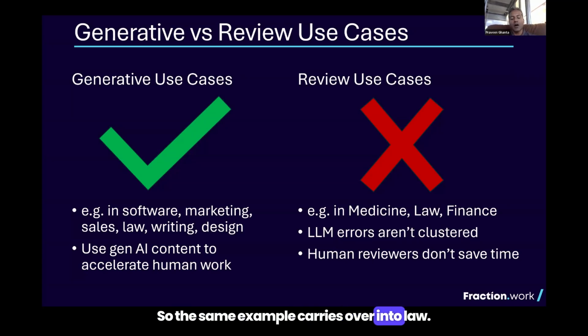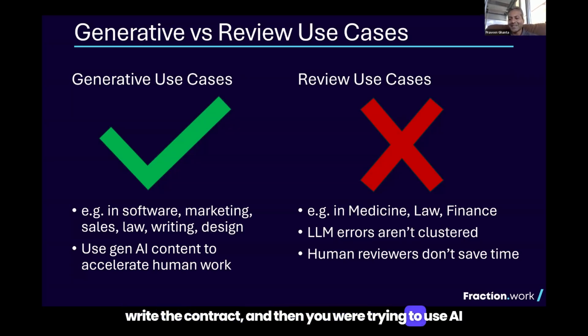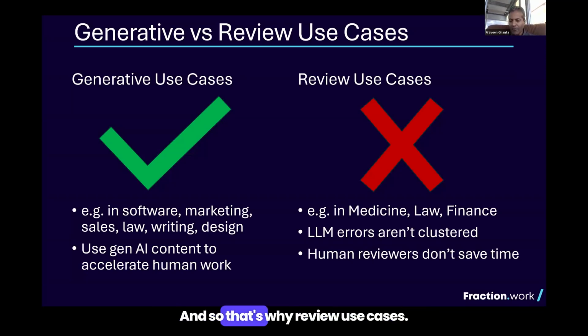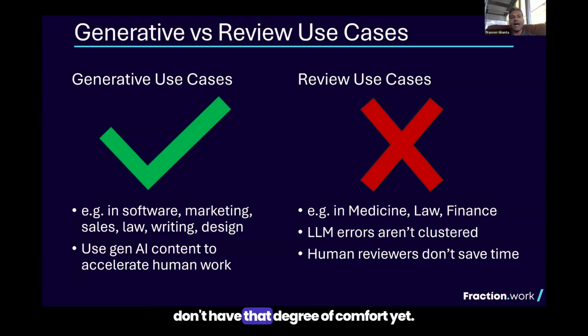So the same example carries over into law. I was just mentioning the law partner who is using Gen AI to help generate contracts on a first cut basis, and then he cleans them up. But imagine you inverted that, where you had a junior associate write the contract and then you were trying to use AI to finalize it or say that it was good or not. Well, then you run into that same problem: can you really trust it as your final line of defense? And so that's why, with review use cases, we found that's where it tends to fail, because the human reviewers, the people who have to put the seal of approval on it, don't have that degree of comfort yet that they can put their own professional liability on the line.